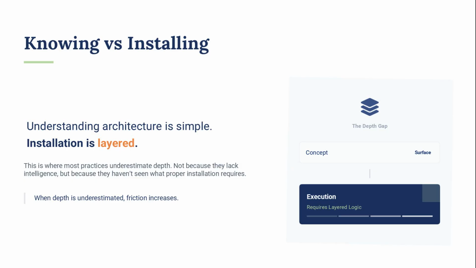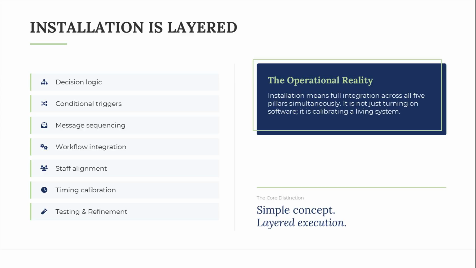Because once you move from concept to execution, friction appears. Triggers need sequencing. Timing needs calibration. Workflows need to support the system instead of fighting it. And that friction is where most practices stall. Not in awareness, in execution. So the question isn't whether the ideas are sound. It's whether the architecture is being translated into a system that actually changes behavior inside the practice. That's the difference. Knowing creates clarity. Installing creates stability. When we say installation is layered, this is what we mean.